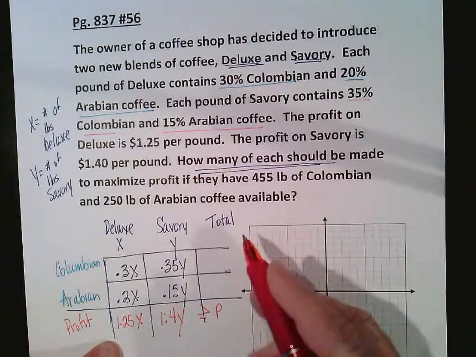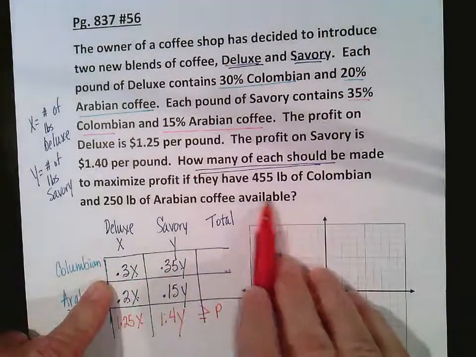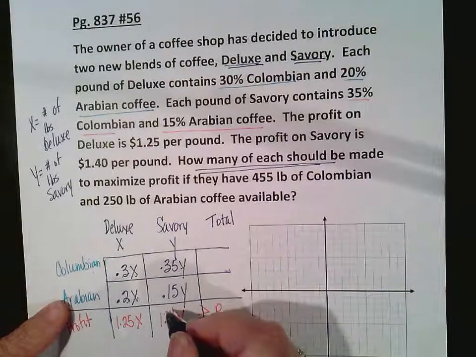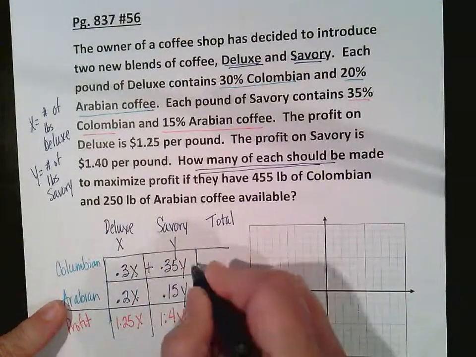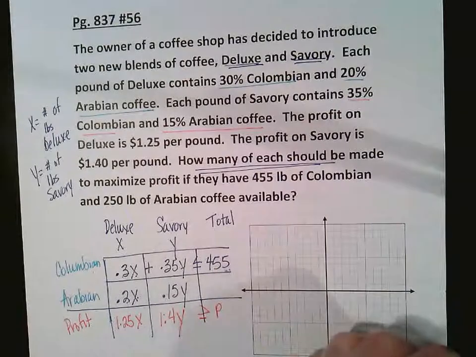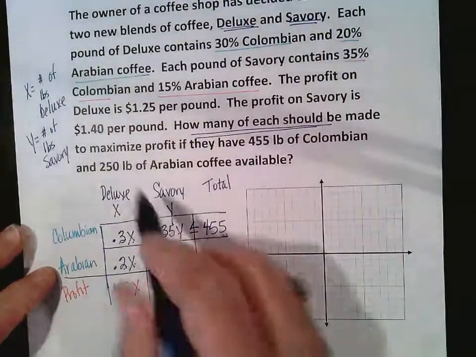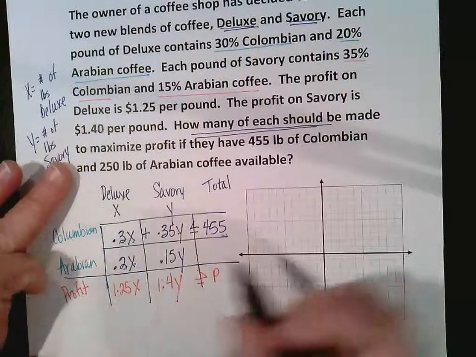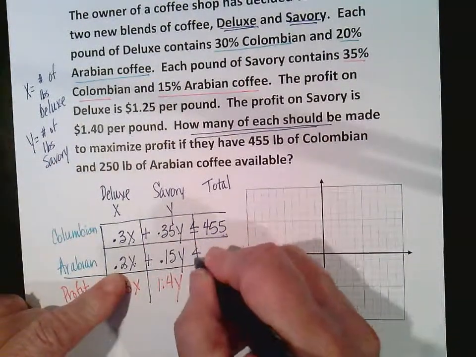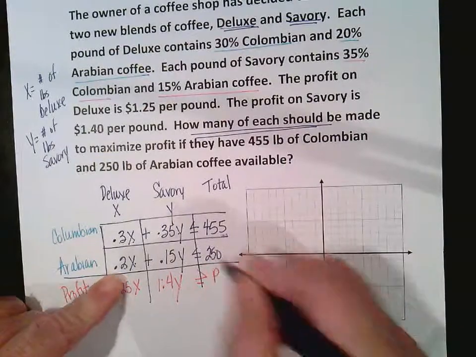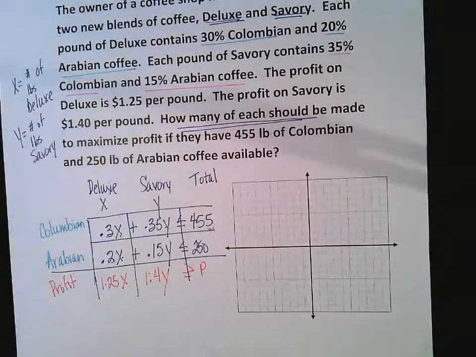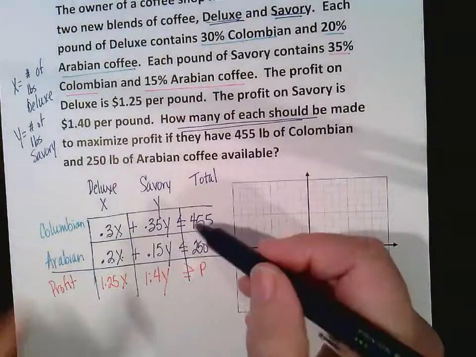Now my constraint on my Colombian is 455 pounds. So if I add these two together, they have to be less than or equal to 455, because that's all the pounds of Colombian I have. And however much Arabian I use in each of these, I only have 250 pounds of Arabian. So whatever I use has to be less than or equal to 250 pounds of Arabian. These are my constraints.